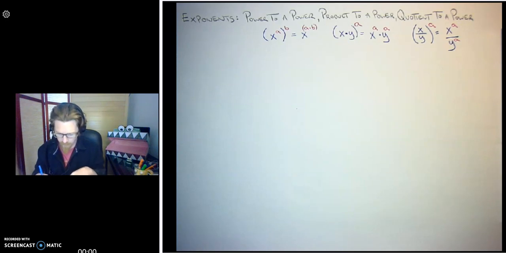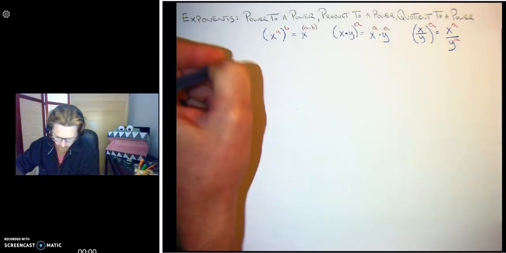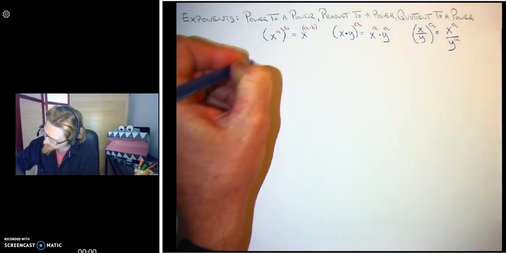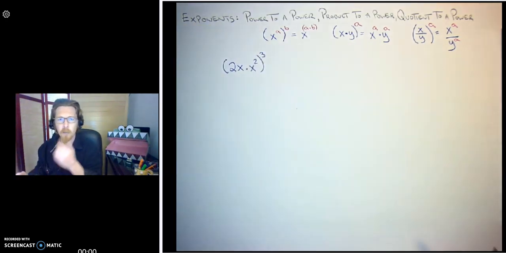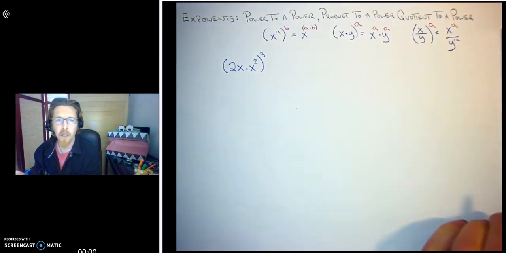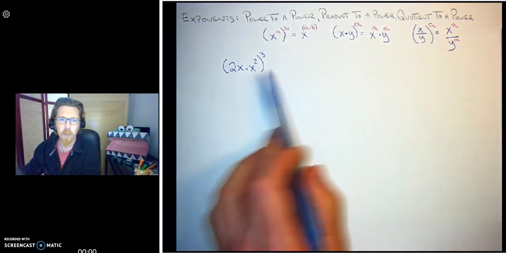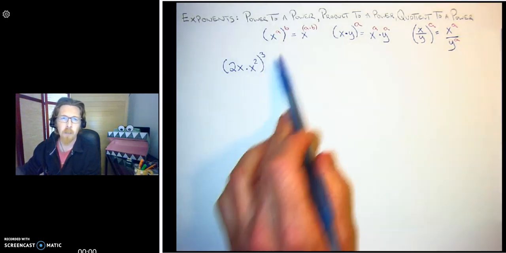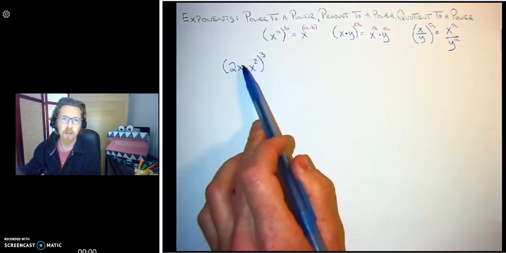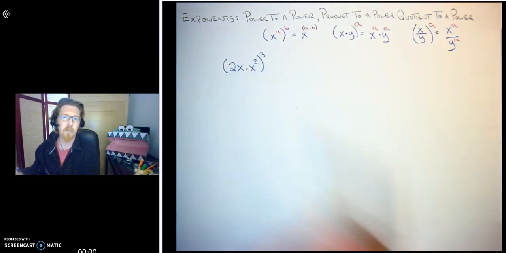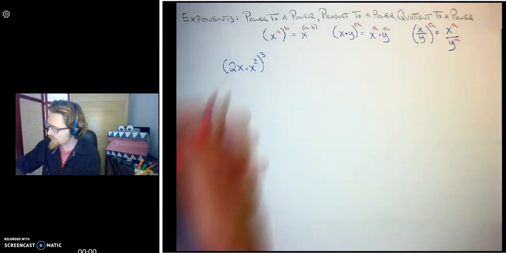So let's take a look at an example such as 2x times x squared, all raised to the third power. And so we can see that there's a couple of things that are going to be happening. We have our product rule in place because we have things being multiplied all raised to the same exponent, and we also have our power to a power rule happening here and secretly happening here because this is x to the first power.